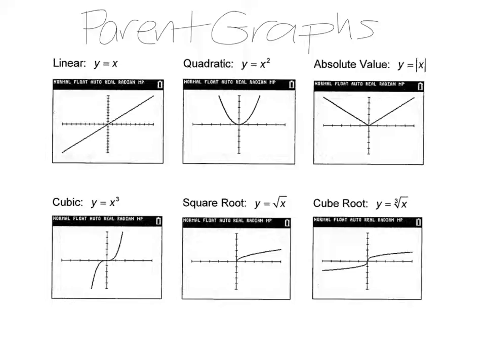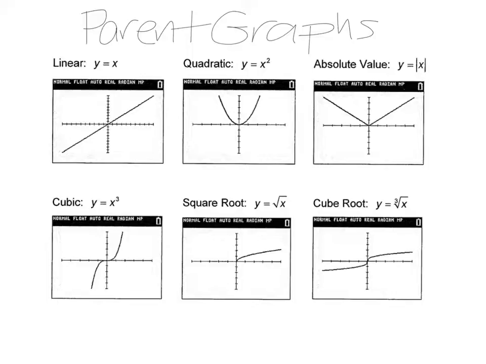The cubic graph, y equals x cubed. To draw this, I always think of drawing a smile on the right side and a frown on the left side. The square root function, y equals the square root of x, starts at 0, 0 and gently curves up to the right. And the cube root function, y equals the cube root of x.